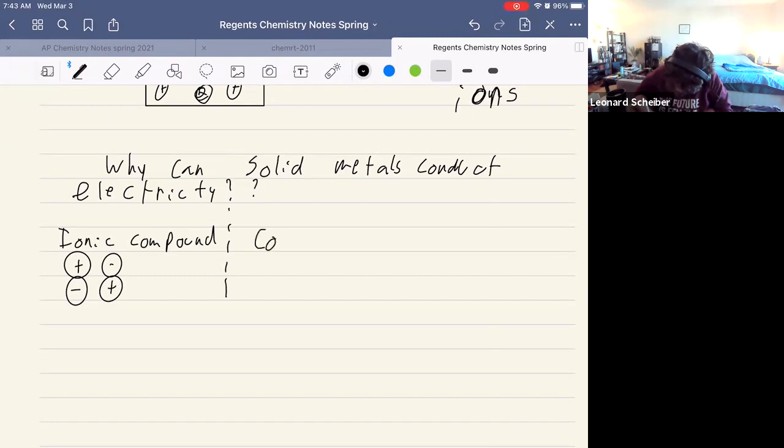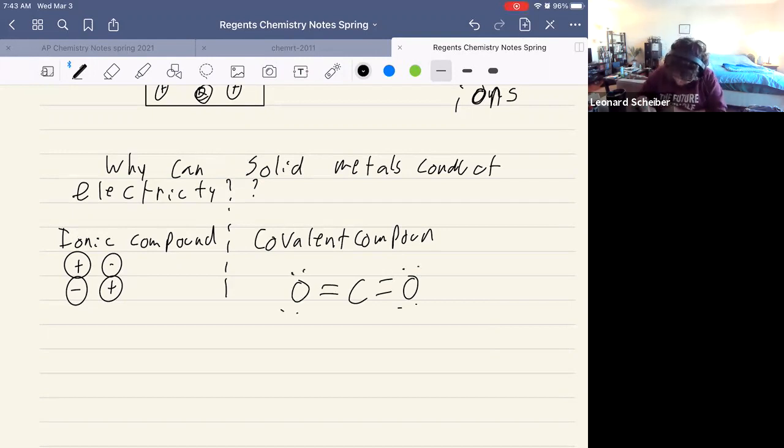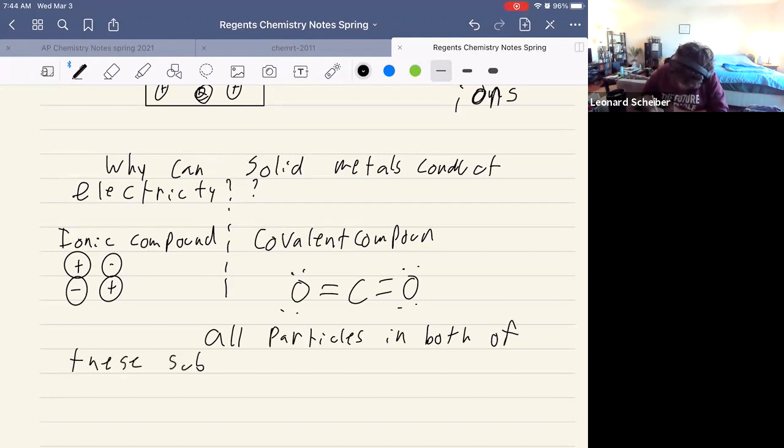For a covalent compound, it's very similar. All the atoms are still held in place. All particles in both of these substances are really bonded in place. Yeah, there's a very small amount of movement, but not much.